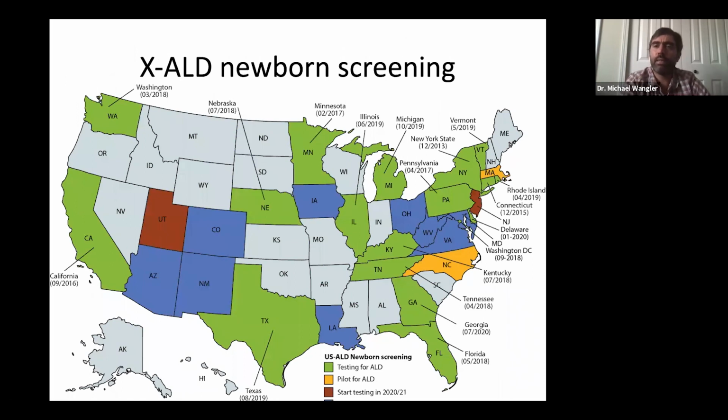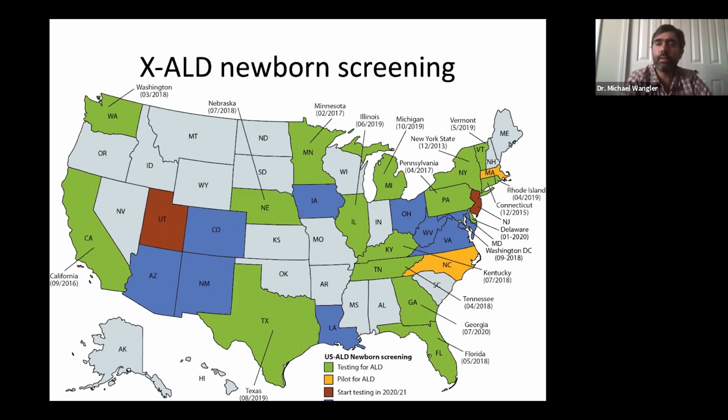So something you all should know about is that XALD, based on the fact that we really want to get to those boys early, newborn screening is really rolling out. This shows in the various states of the US the situation in terms of newborn screening, with some states who are currently testing. Within Texas, we are testing as of August of last year. Some other states are doing pilots. Some states are starting to test in 2021. And then there's another group of states that are looking at the evidence and evaluating.